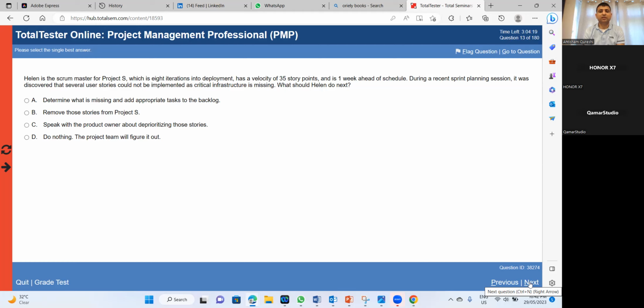No. Why will we consult him to deprioritize? Because during the recent sprint planning session, which the product owner was definitely part of, it was discovered that several user stories could not be implemented as critical infrastructure is missing, which means we've been leaving out these stories from the past few sprints because we were not able to work on them, as there is some prerequisite which is missing.